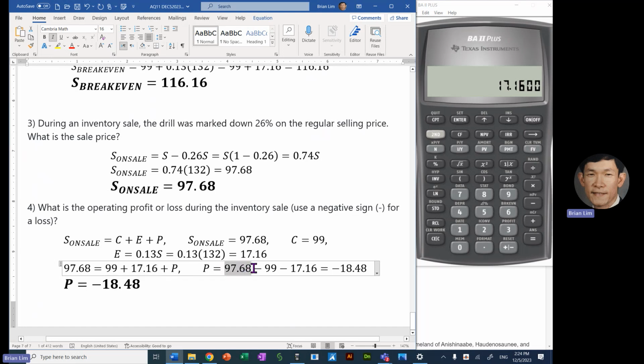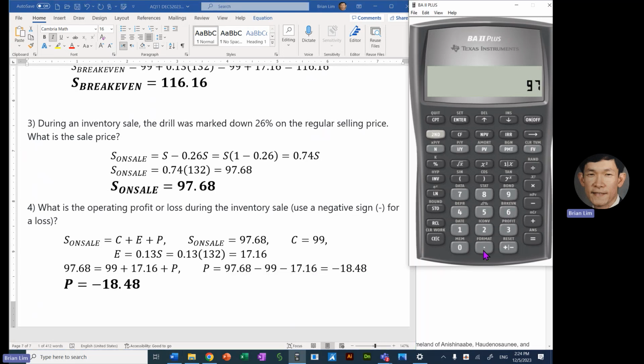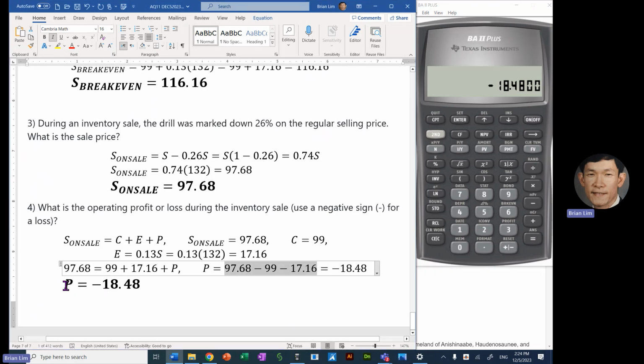So we get 97.68 minus 99 minus 17.16. And if we do that, let's go and do that now. 97.68 minus 99 minus 17.16, it's equal to negative $18.48, meaning there was a loss. That is what the negative sign indicates.